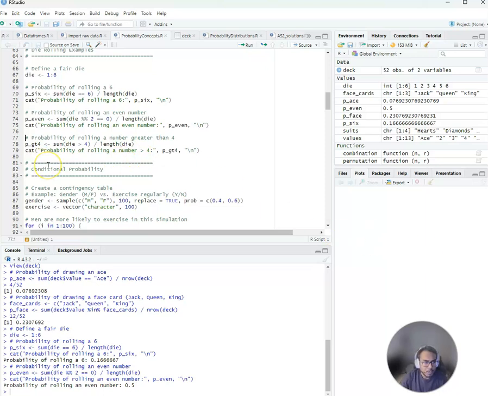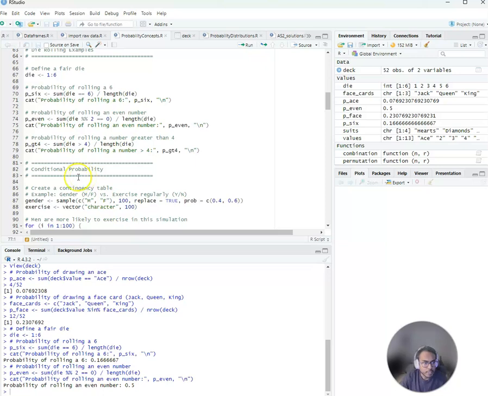From line 81 onwards, we look at conditional probability. For this, the code here is a little more complex, and I'm going to work with an example where I will generate simulated data where men have a 70% chance of exercising regularly, while women have a 50% chance. This is nothing to generate controversy, so please do not take this the other way.